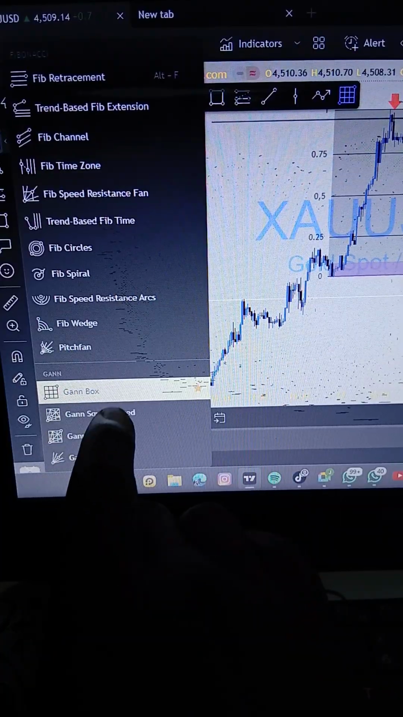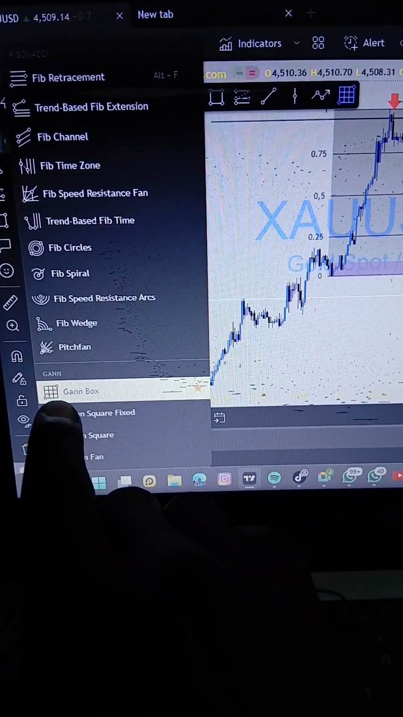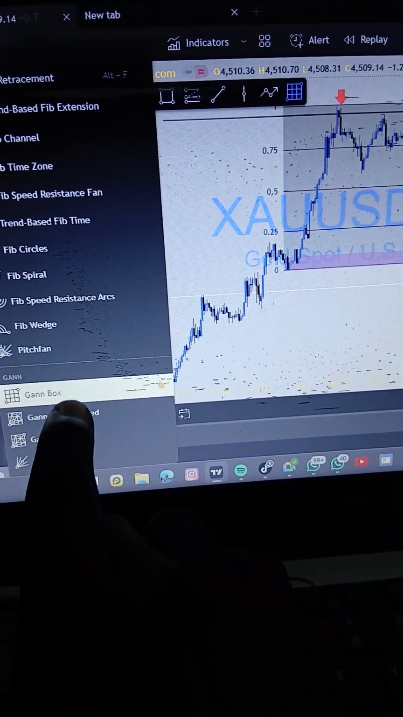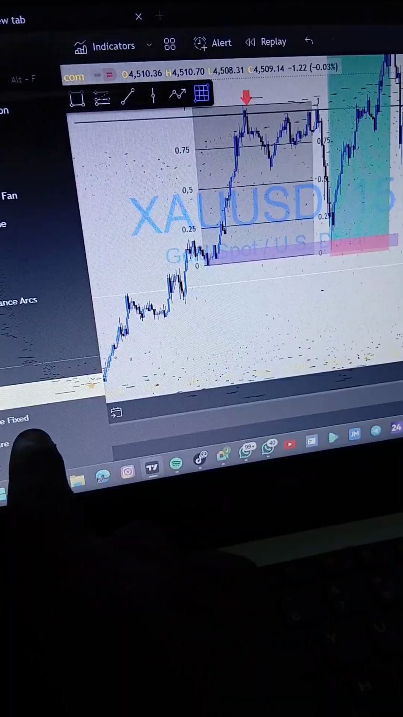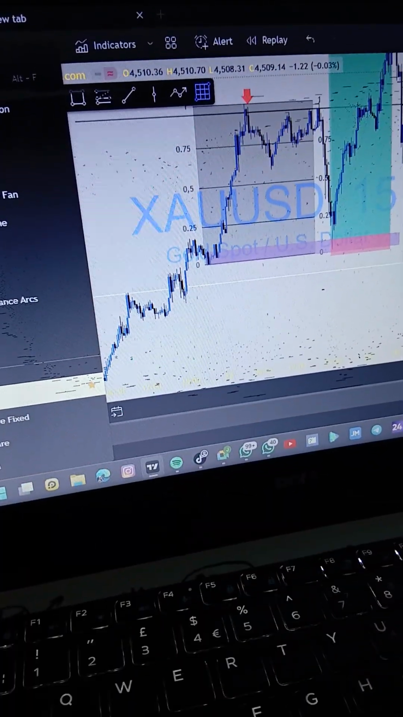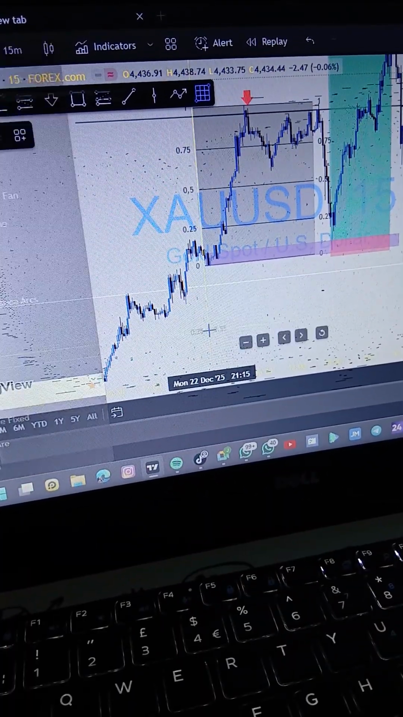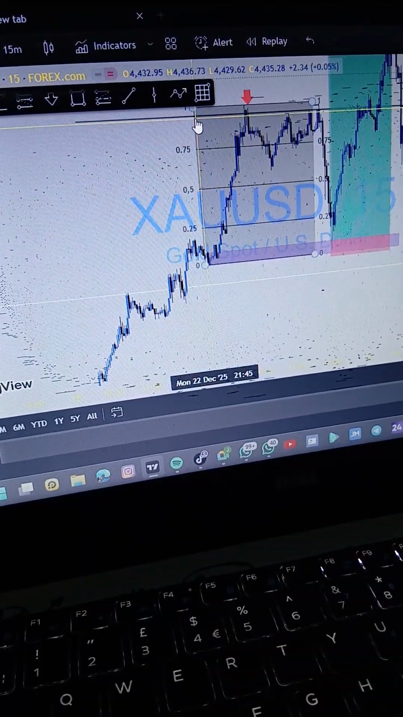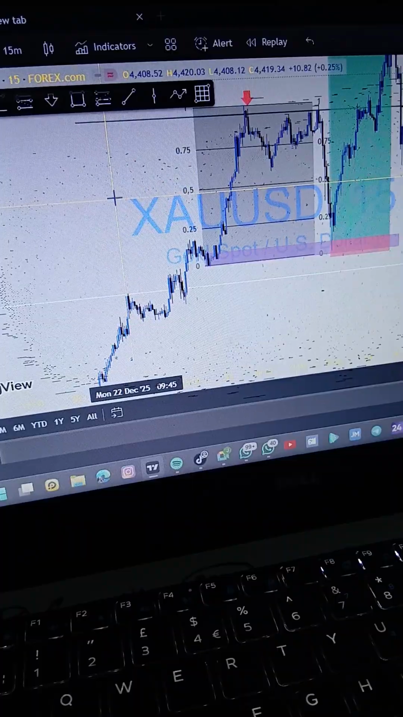We have this tool over here called Gann Box. I want to share how I use this Gann Box on my chart to precise my entry. Just look with me. You just want to be looking for your range.